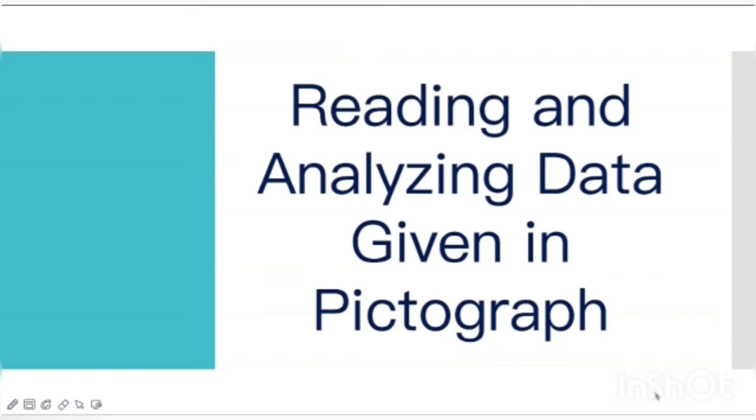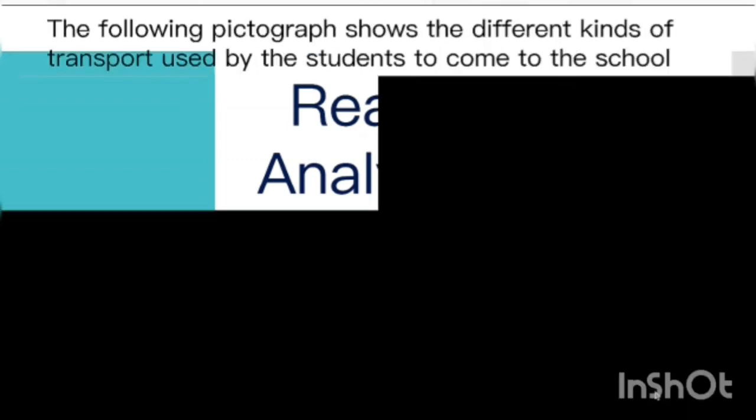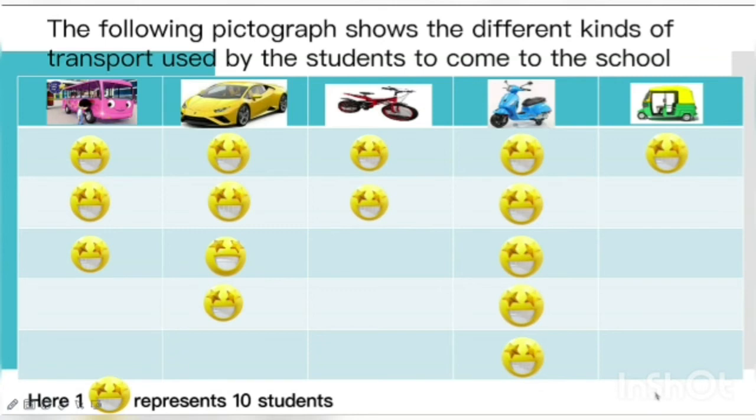Next children, we will learn now how to read and analyze given data in the pictograph. Now children, we must know what is a pictograph. Pictograph, when we use pictures or symbols to represent information, it is called pictograph. Now, the following pictograph shows the different kinds of transport used by students to come to school. See children, here the various kinds of transports are shown: bus, car, cycle, scooter and auto.